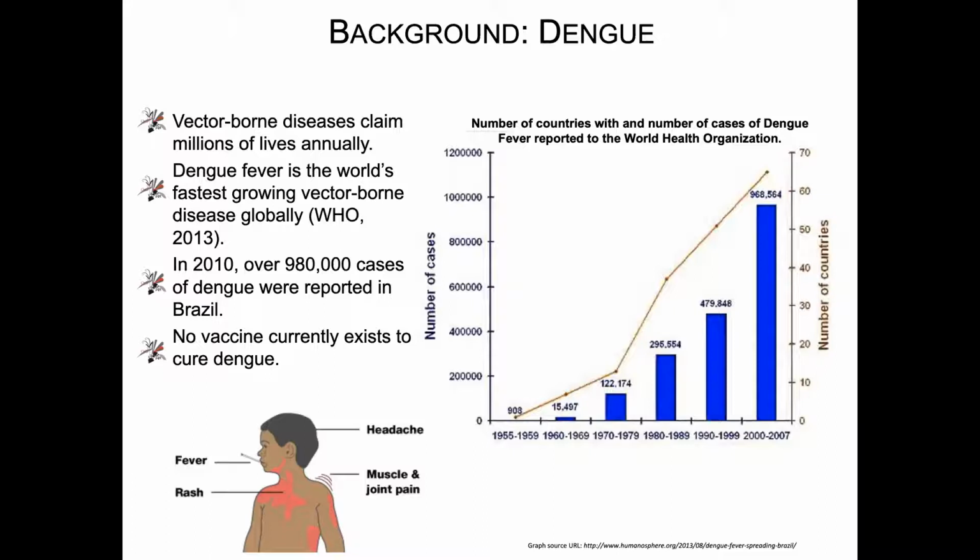Dengue is a vector-borne disease. It claims millions of lives annually. It's one of the world's fastest growing vector-borne diseases. At least, well, we're talking about 11 years ago, 980,000 cases of dengue were reported in just Brazil. There is no vaccine for dengue. You have different types, I think three or four different strains of dengue, and depending on the one that you get, it can be mild, where you have a headache and some muscle and joint pain, or others that can actually cause death.